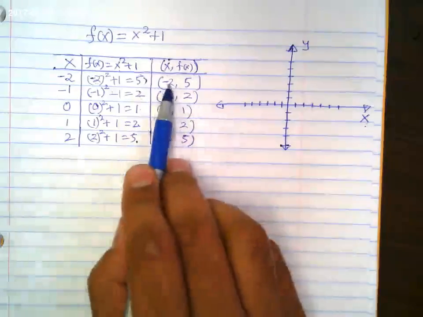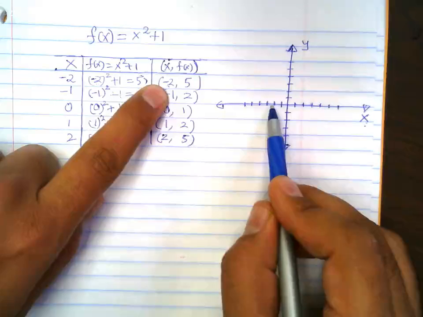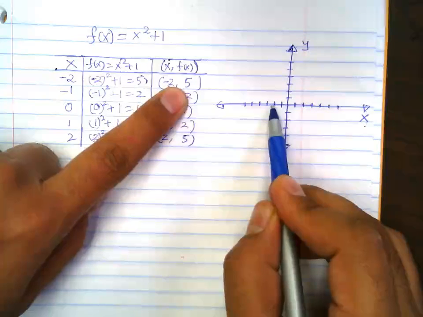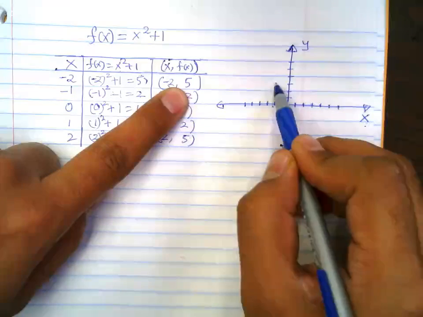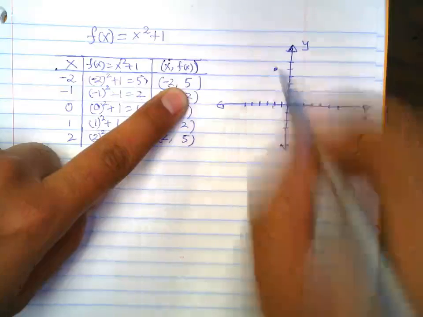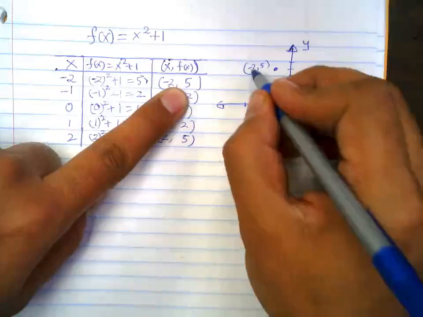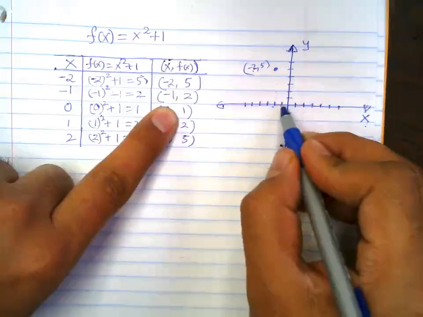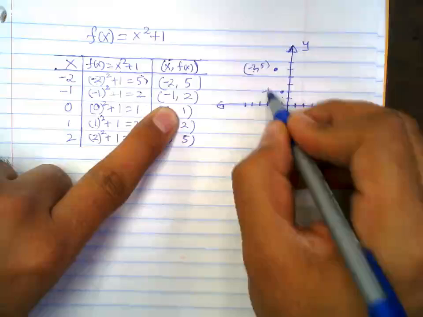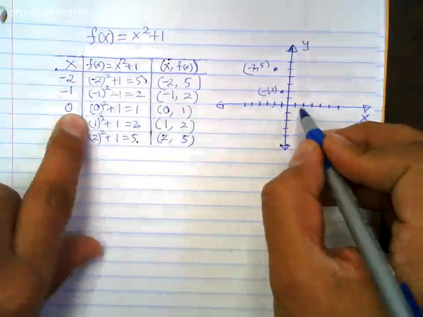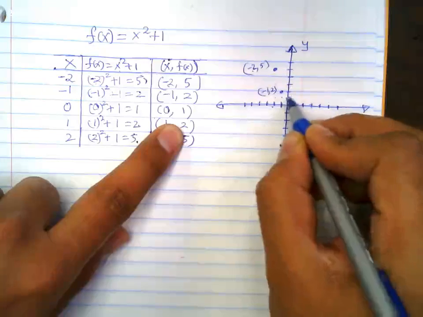Let's do it. Now, on the x-axis, -2, then 0, 1, 2. For x equals -2, y is positive 5. Positive 5 means you go up 5 steps on the y-axis: 1, 2, 3, 4, 5. This is your point (-2, 5). Next one is (-1, 2). So -1 here, then up 2: 1, 2. This is your (-1, 2). Then for 0, you got 1. For x equals 0, you got 1 here. This is your (0, 1).